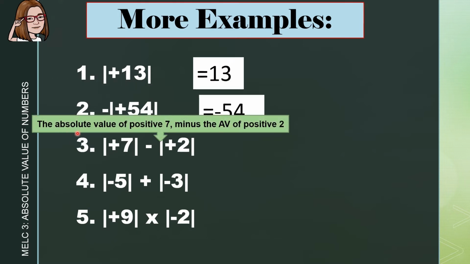Number 3. We read this as the absolute value of positive 7, minus the absolute value of positive 2. So there are two expressions here with an operation in between, the subtraction symbol. So what do you have to do with this? Simplify the absolute values first, then you perform the operation. Okay, so simplifying the absolute value of positive 7 and the absolute value of positive 2 would give us 7 and 2. And now we copy the minus sign, the subtraction symbol.